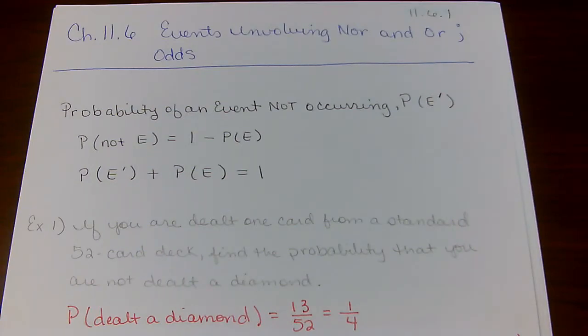In this video, we'll be covering Chapter 11, Section 6. It's events involving not, and, or. We'll also be talking about how to calculate odds.